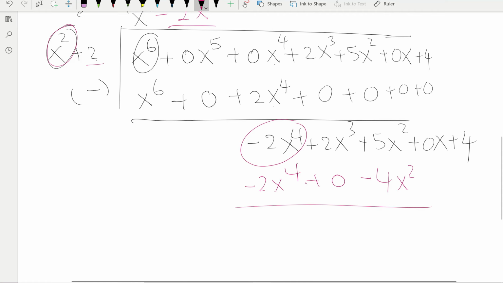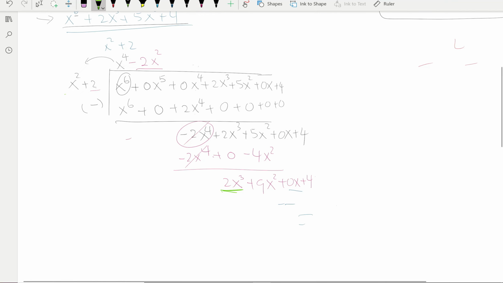So when you subtract, you get 2x cubed. 2x cubed minus 0 is gone. This term cancels out. 5x squared minus negative 4x squared is actually plus 9x squared, right? Plus 0x plus 4. Alright, x cubed and x squared. So to create 2x cubed out of x squared, you have to multiply by 2x. So let's multiply. 2x times x squared is 2x cubed.